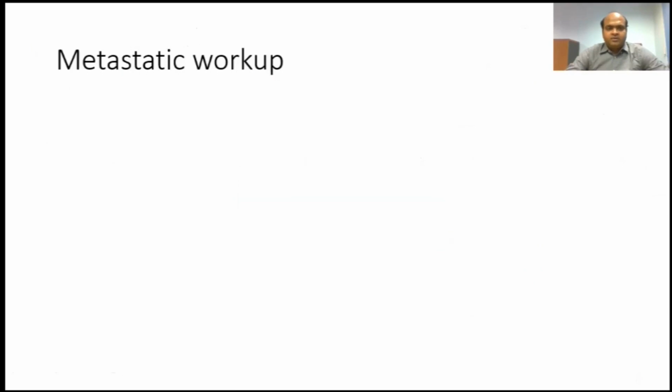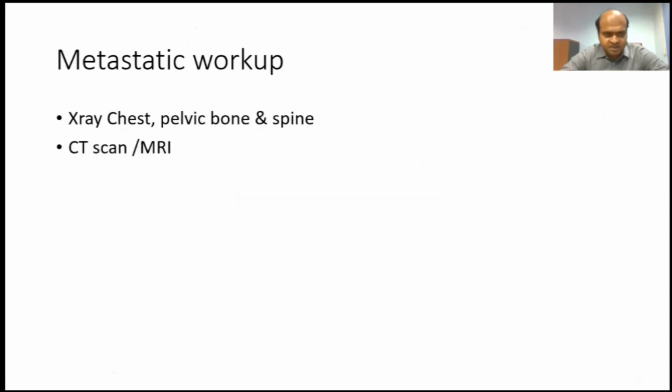Now I will talk a few words regarding the metastatic workup of prostate cancer. In the past, the X-ray of the chest, pelvic bone or spine was a very important investigation while doing metastatic workup for prostate cancer. But with the advent and availability of better imaging like CT scan and MRI, the popularity of chest X-ray or X-ray of spine and bone has reduced.